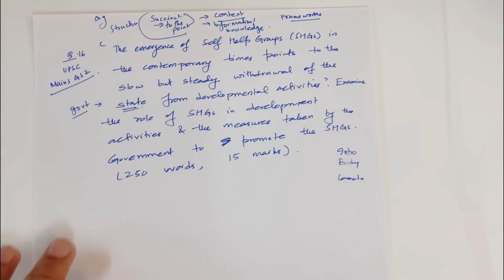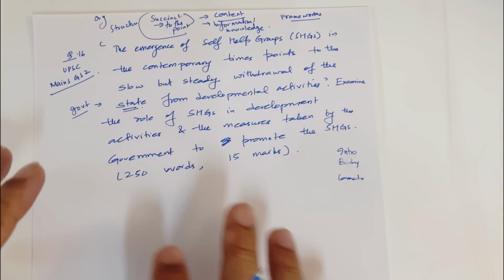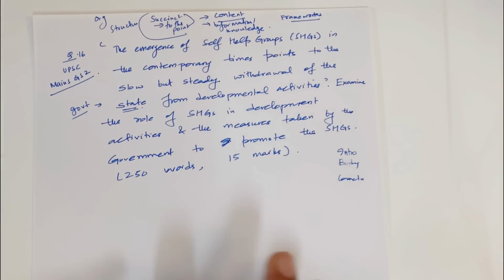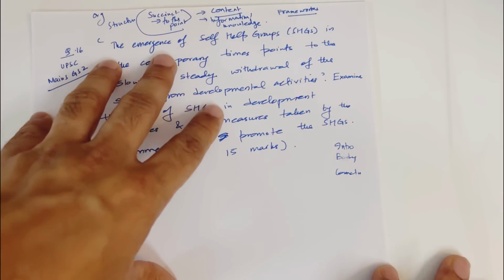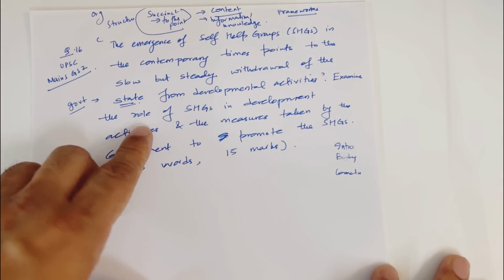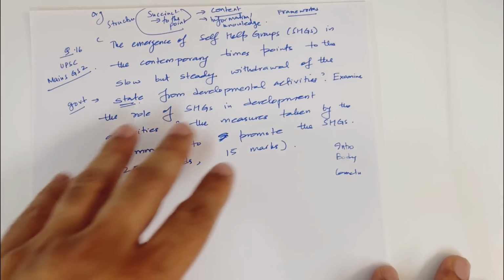They sit together, they learn about things, they learn about money, they learn about how to manage finances. They learn about new business ideas. They get help in the form of loans from the banks at very low interest rates. So that is how the self-help group works. So the emergence of these groups, the statement is trying to say, has led to slow withdrawal of the state, of the government, from the developmental activities.